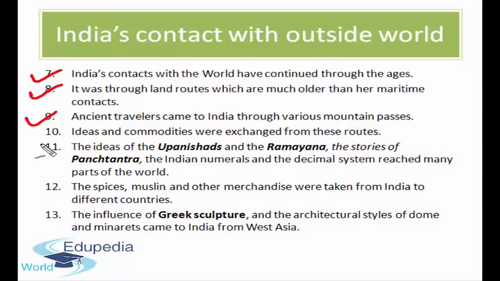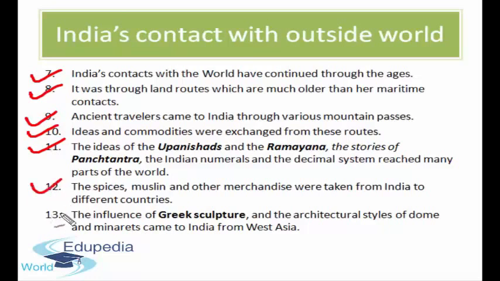So now we know that people in the ancient time came by land routes. Now you need to understand something. In order to come by land routes, they had to pass various mountain passes in the north. I'm talking about the passages or narrow steep valleys. And these routes were very important in the exchange of ideas and commodities. Now when I say ideas, I mean the ideas of Upanishads, Ramayana, stories of Panchatantra, and the Indian numeral decimal system. All these things could reach many parts of the world through these routes.